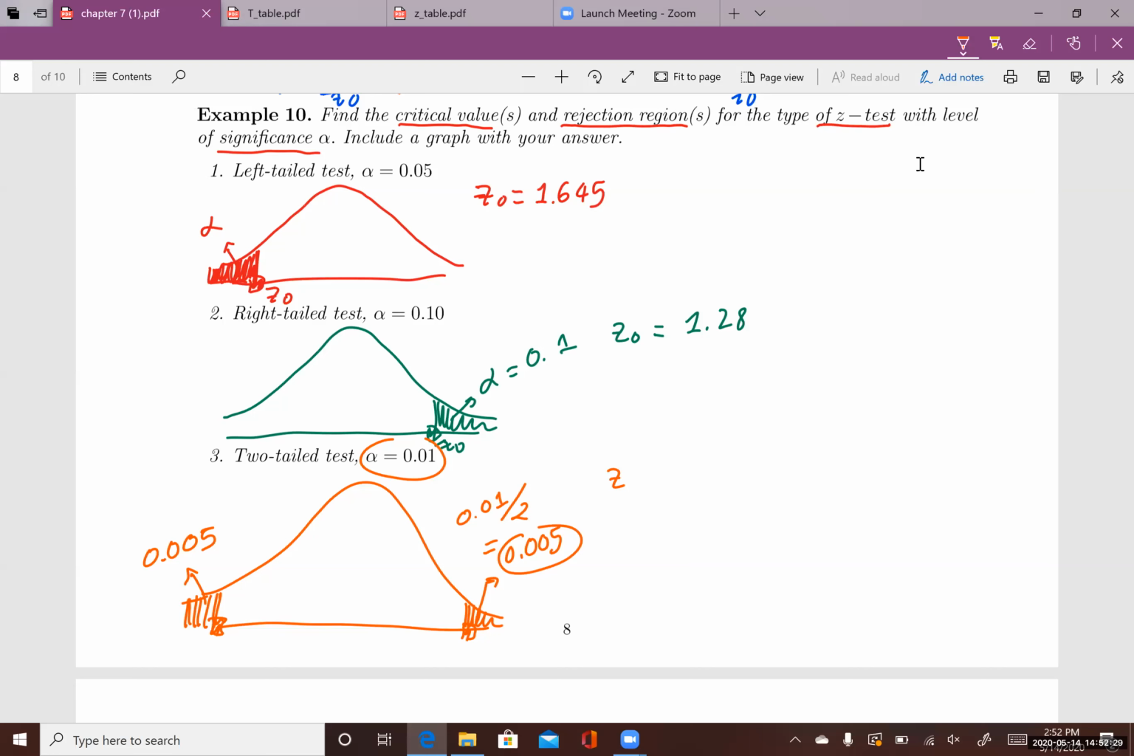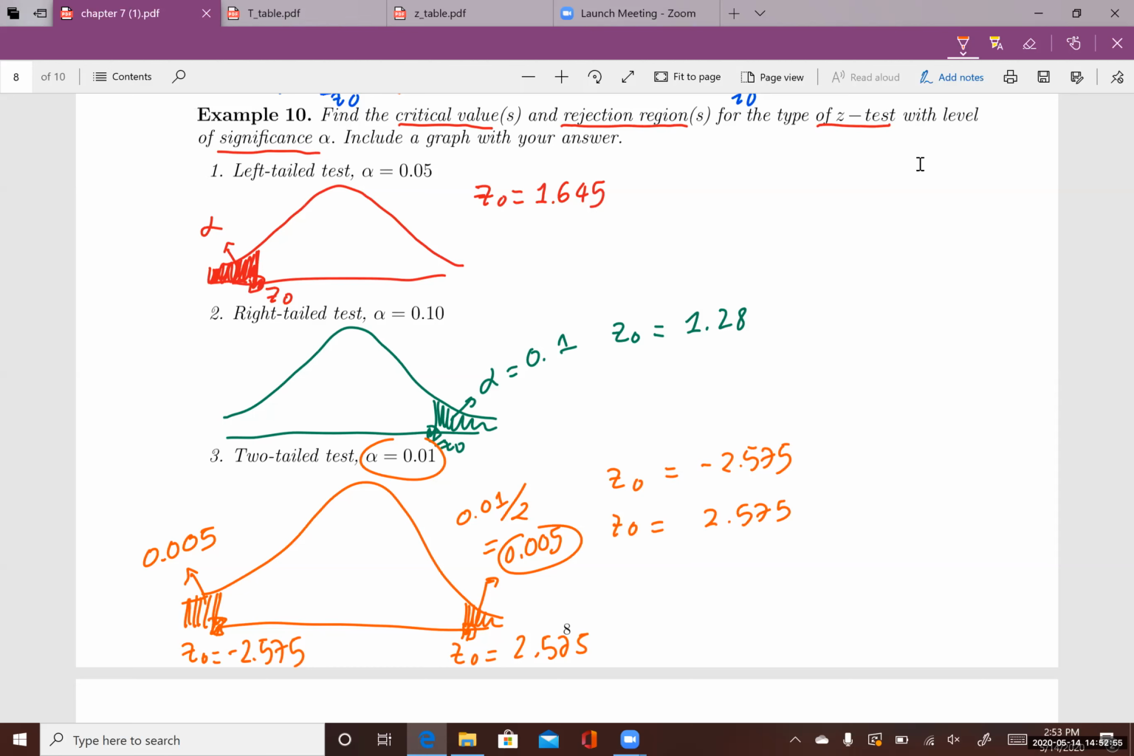So the Z0 here is negative 2.575, and the positive value is 2.575. So you have two critical values. The negative one is negative 2.575, and the positive one is positive 2.575. Okay, this is how you find critical values.